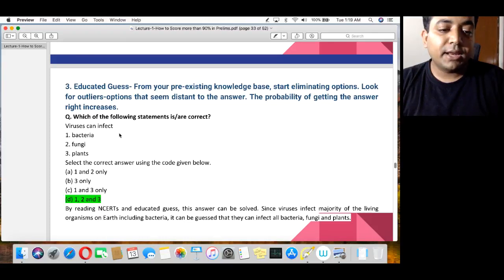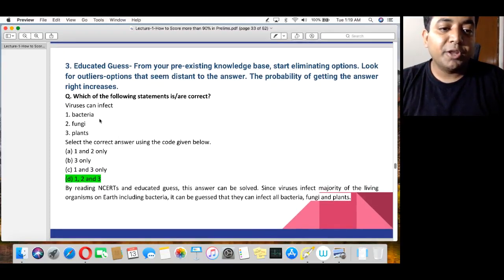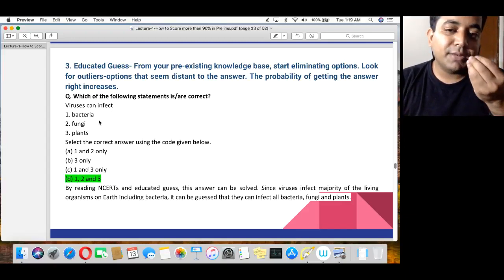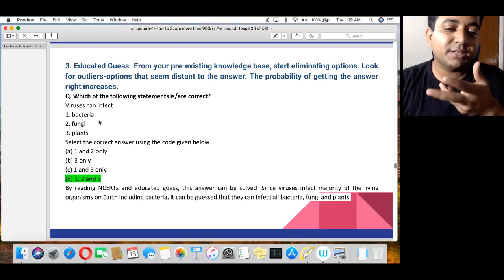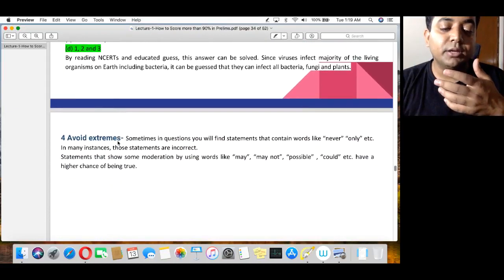This is an educated guess from your pre-existing knowledge. Viruses can infect plants, fungus, bacteria. You might have heard about bacteriophage, the viruses which affect bacteria. If you read NCERT and come across the word bacteriophage, ask yourself what it is. So one has to be there. And if a small organism like bacteria is getting affected, a virus can infect literally anybody, right? It can infect bacteria, fungus, plants. So the answer becomes D, 1, 2, 3.